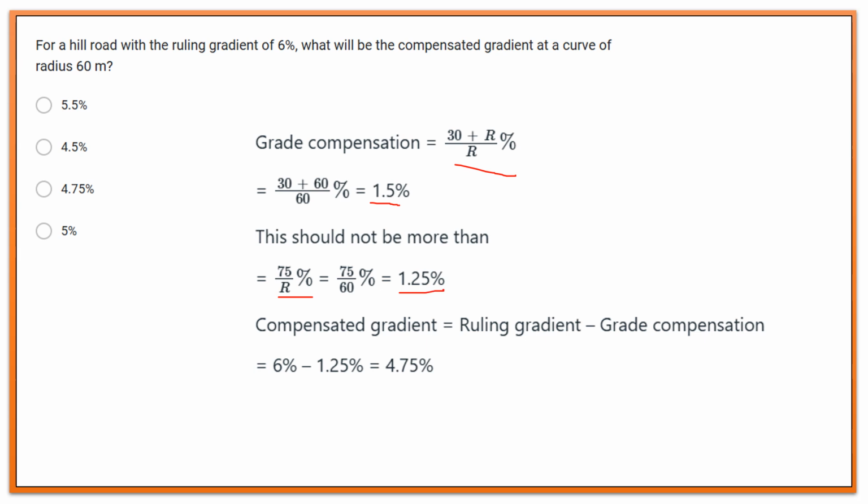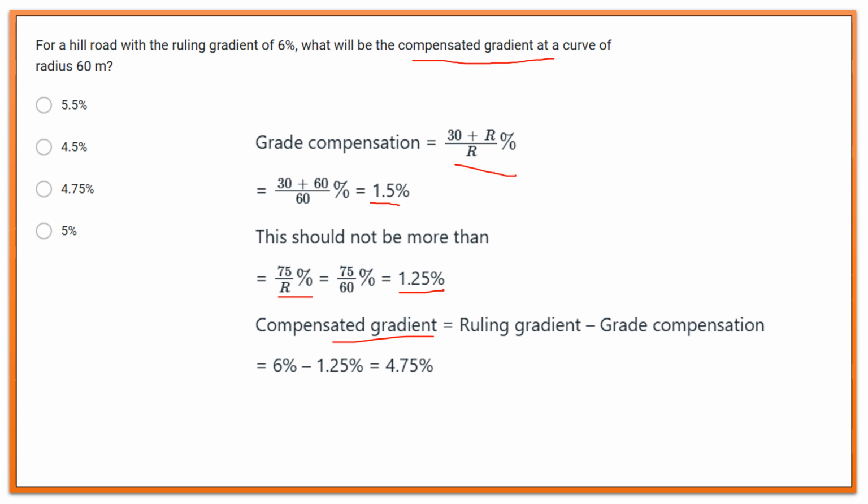Of the two given or calculated values, 1.25% is the lesser value. So take the grade compensation as the lesser value. Then subtract the grade compensation value from the ruling gradient, and we'll get the compensated gradient. Here they want to calculate the compensated gradient. So compensated gradient is equal to ruling gradient minus grade compensation.